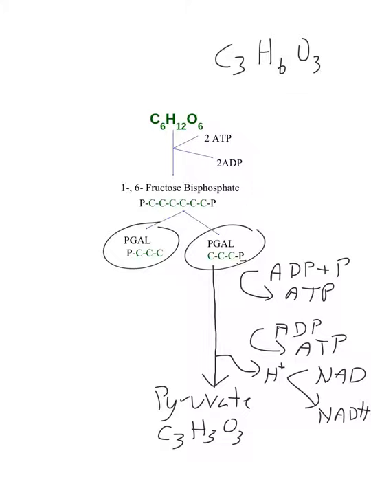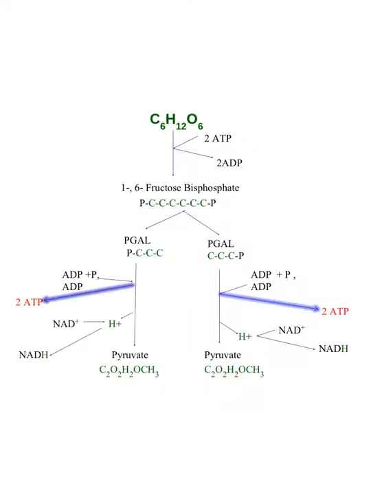So again, if we clean this up, we're going to end up with something like this, right? Our ADPs and phosphates are fed in here. We have energy released, enough energy to join these together, plus our free phosphate joins with this, and we've got ATP. Our NAD can pick up the hydrogen. We get our NADHs, and we end up with pyruvates. But we've got 2 of them.